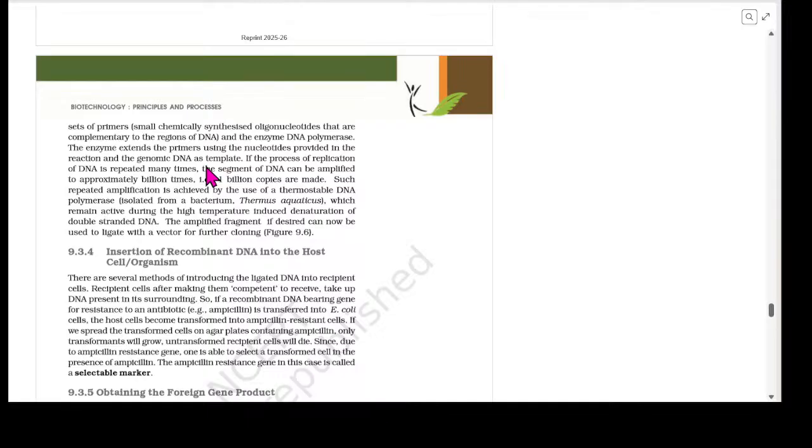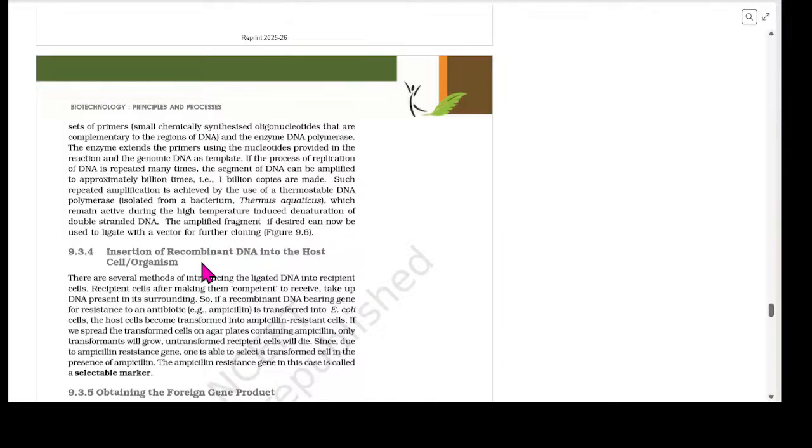If the process of replication of DNA is repeated many times, the segment of DNA can be amplified to approximately a billion times, that is, 1 billion copies are made. Such repeated amplification is achieved by the use of thermostable DNA polymerase isolated from the bacterium Thermus aquaticus, which remains active during the high temperature induced denaturation of double-stranded DNA. The amplified fragment, if desired, can now be used to ligate with the vector for further cloning.